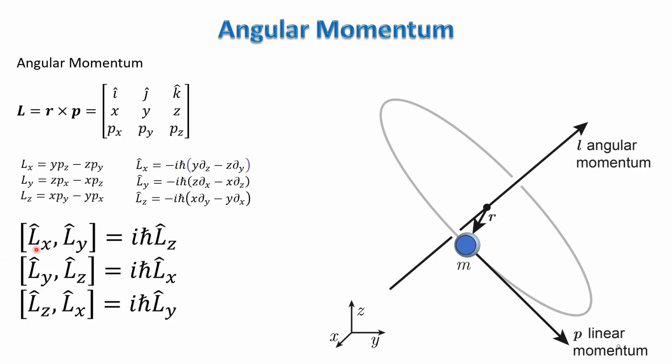Now let us look at these three pairs: Lx hat, Ly hat, Lz hat. If you take the commutation relation of Lx hat, Ly hat, it is equal to iħ Lz hat. You can pause the video and verify these three equations. Here I want to conclude that these angular momentum operators Lx, Ly, Lz do not commute. Instead, they satisfy commutation relations like this. Instead of being 0, [Lx hat, Ly hat] is iħ times Lz hat, and so on and so forth.